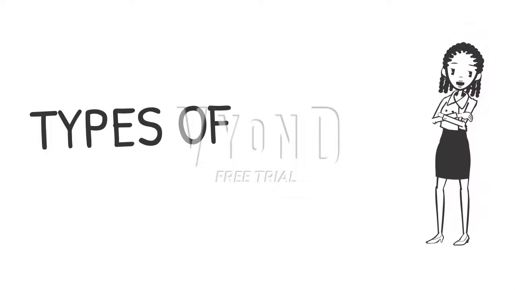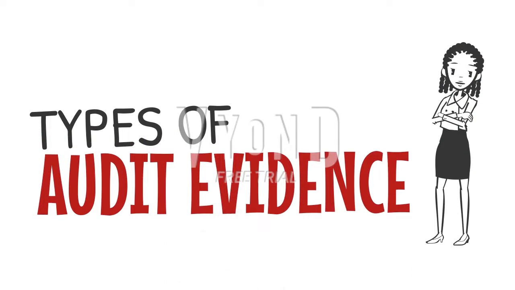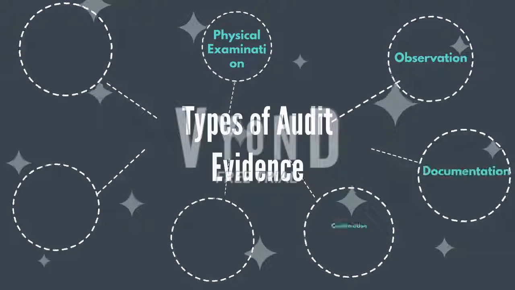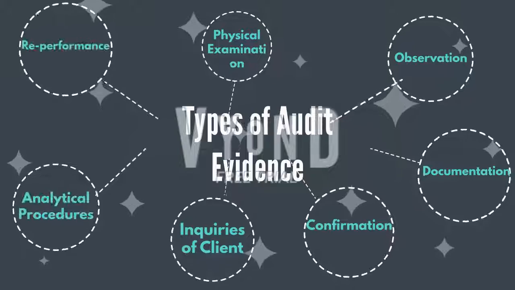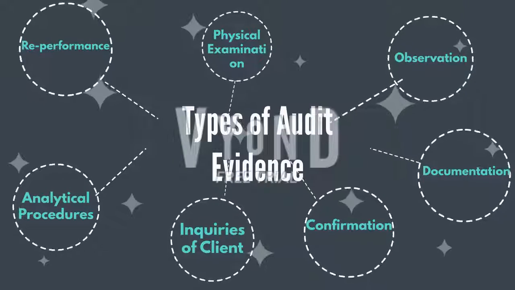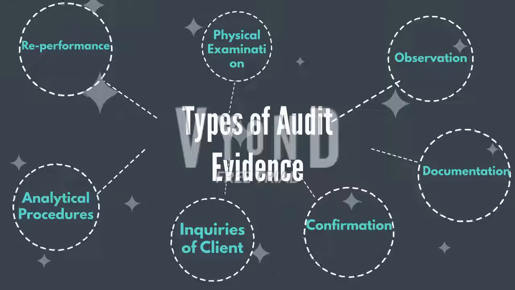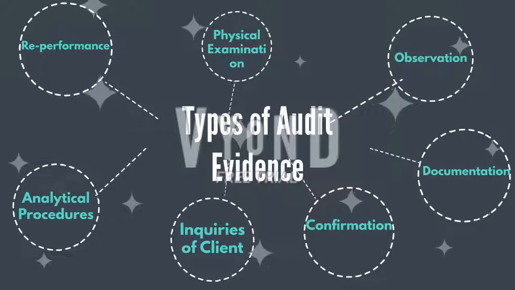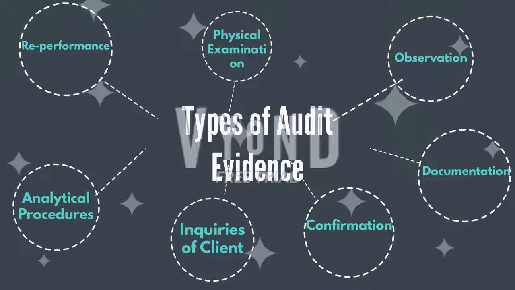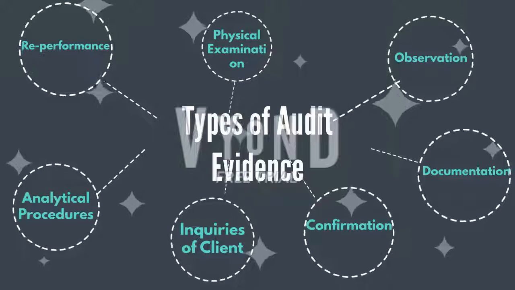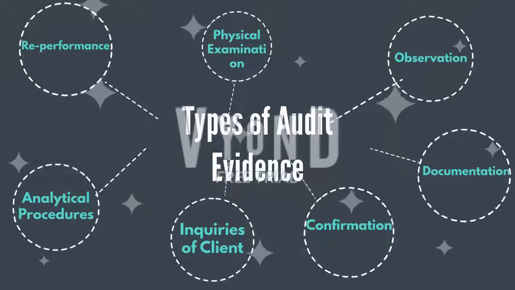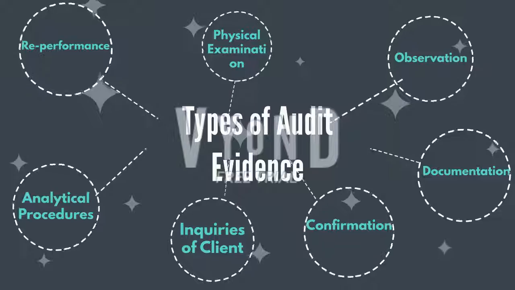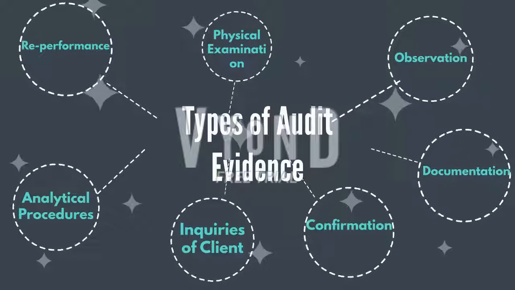Let's proceed to the last part of audit evidence, which is the types of audit evidence. These are the 7 types of audit evidence. Number 1 is physical examination. It is inspection by the auditor of the client's tangible assets. Next is observation. Observation involves the auditor watching the activity of counting the cash, and the auditor will compare it with the client's cash record. The third one is documentation.